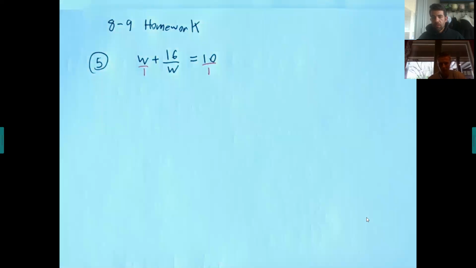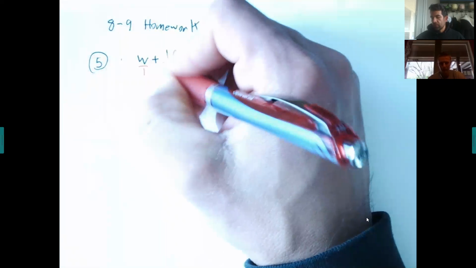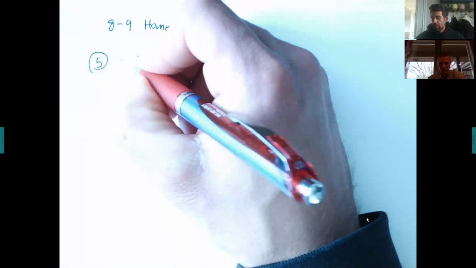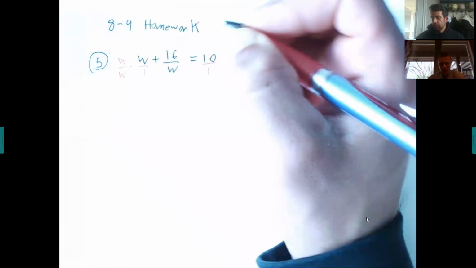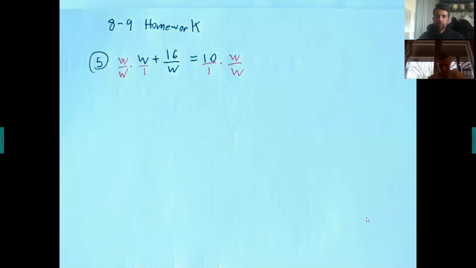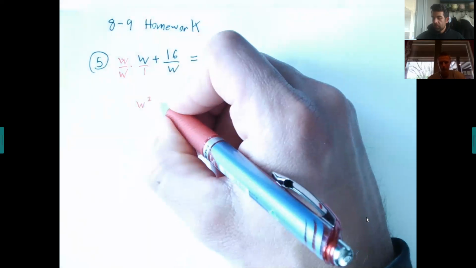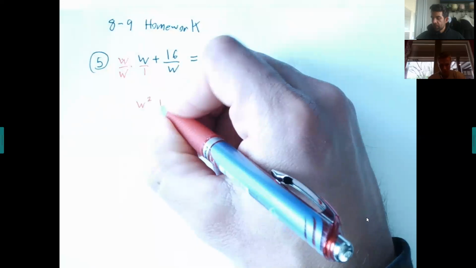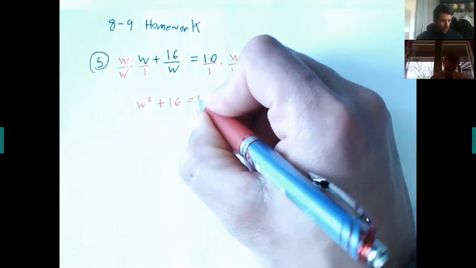Are you with me? So I'm going to multiply, because this is W, right? So I'm going to multiply times W on top and bottom here. And I'm going to multiply times W on top and bottom here. Are you with me? Got it. So this is going to give me W squared plus 16 is equal to 10W.